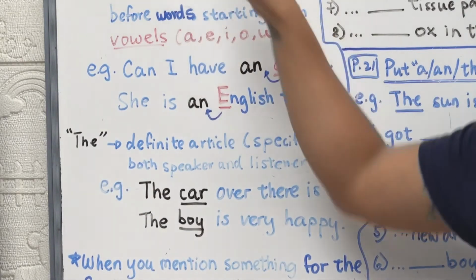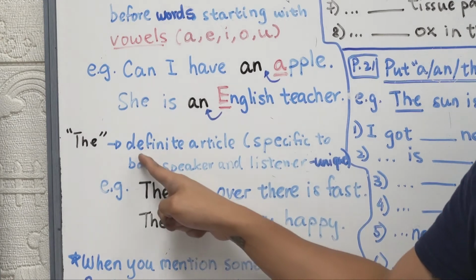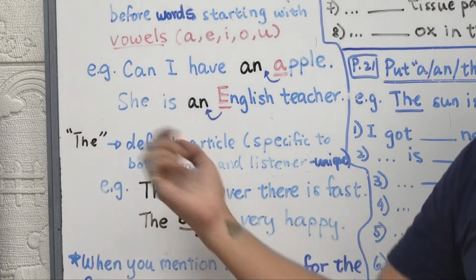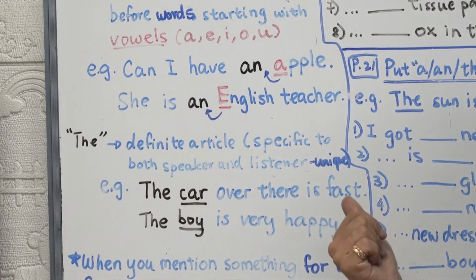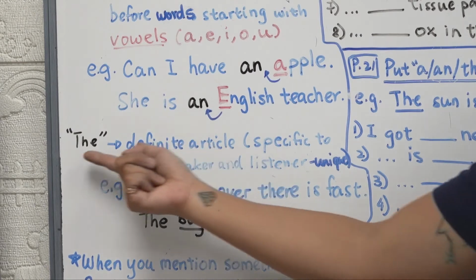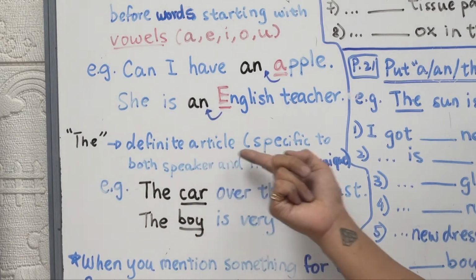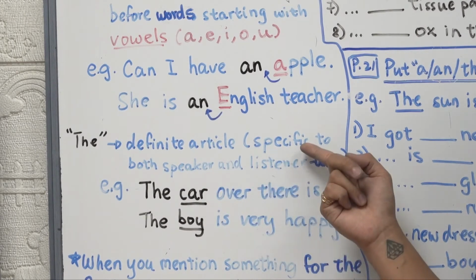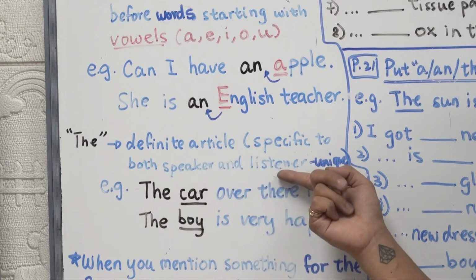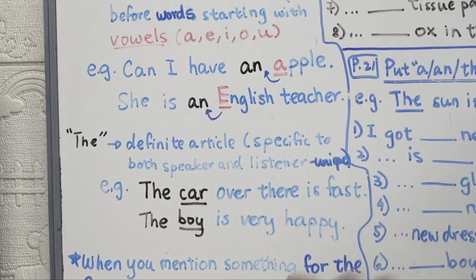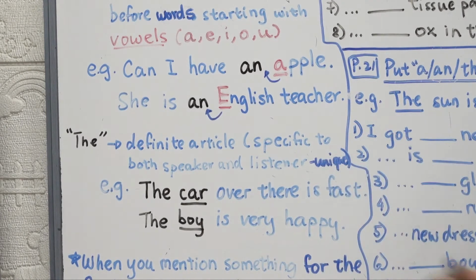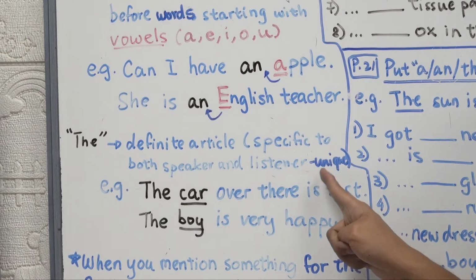Now, indefinite, a and an, is the opposite of the definite article, the or the. Now, we can say the or the depending again on the words that follow. Alright? So, the definite article, which is specific to both speaker and listener. It is specific to both the speaker and the listener, or the speaker and listeners, or even more speakers and more listeners, right? So it is unique. It is one of a kind. That means not all the other things, but only one of them.